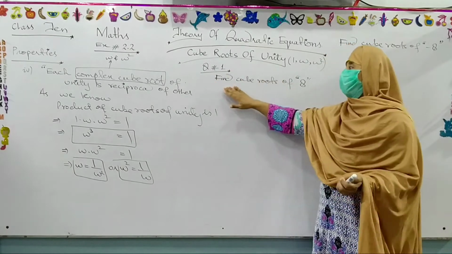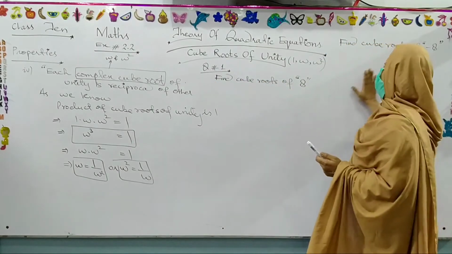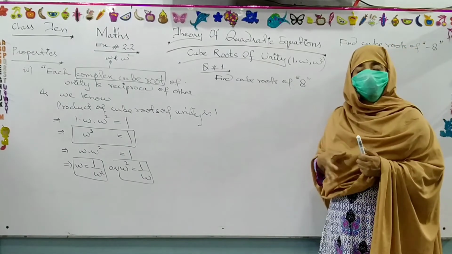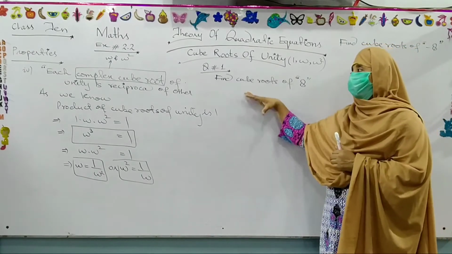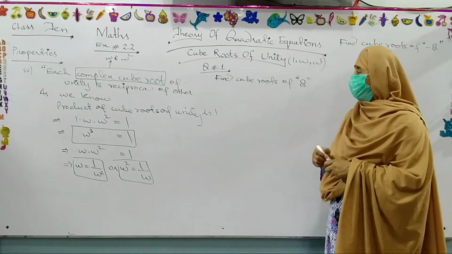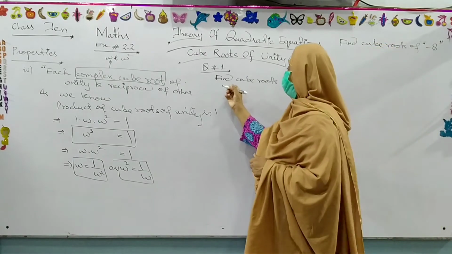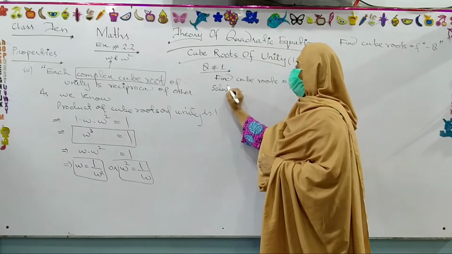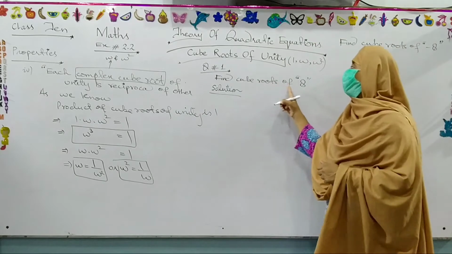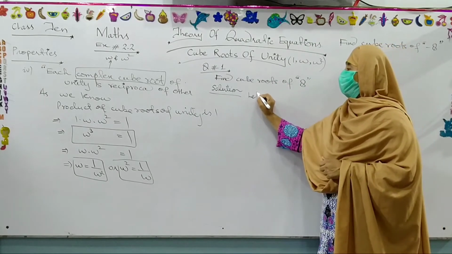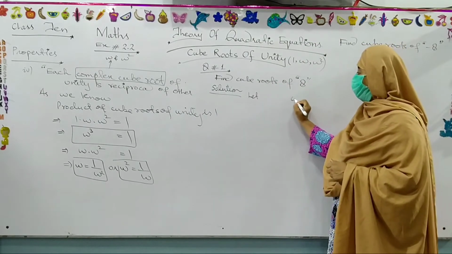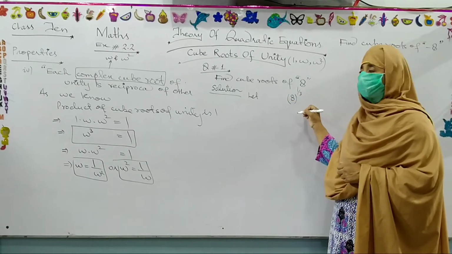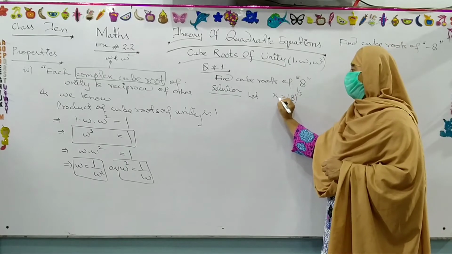The first question is: find cube roots of 8 and minus 8. Of the four parts, two I will do for you and two I will give you as assignment. Okay, see the solution. We will find its solution. Cube roots of 8. What are its cube roots? 8 raised to power 1 over 3. I have told you earlier. Suppose I say it is x.